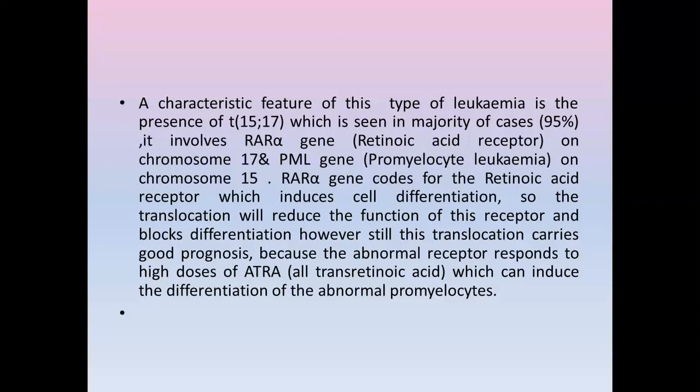So this gene is responsible for cell differentiation. When it undergoes translocation, this results in reduced function of this receptor, so no differentiation. It will block differentiation and there will be maturation arrest, as I mentioned to you previously, at this stage, at the promyelocyte.